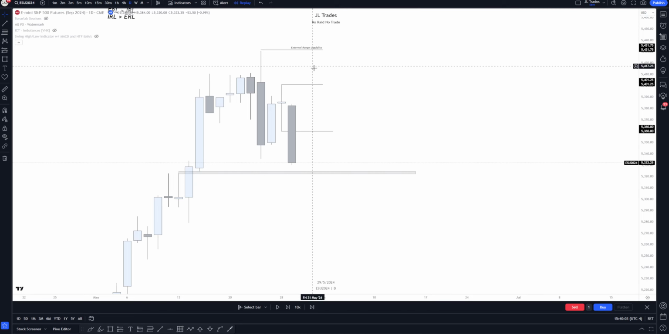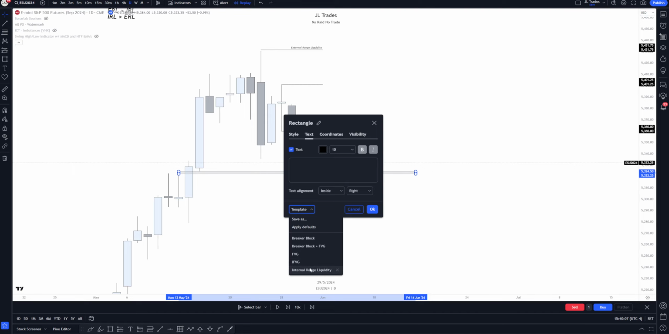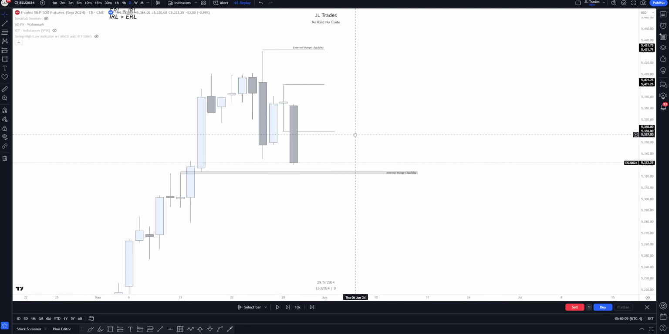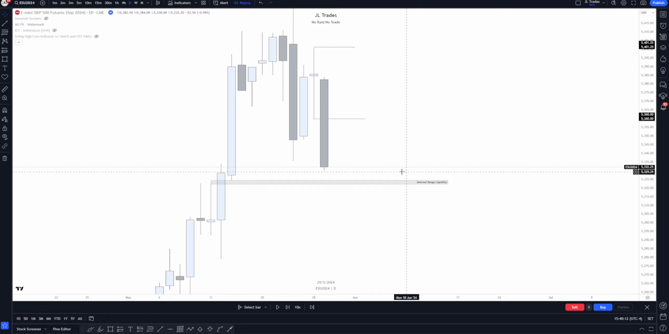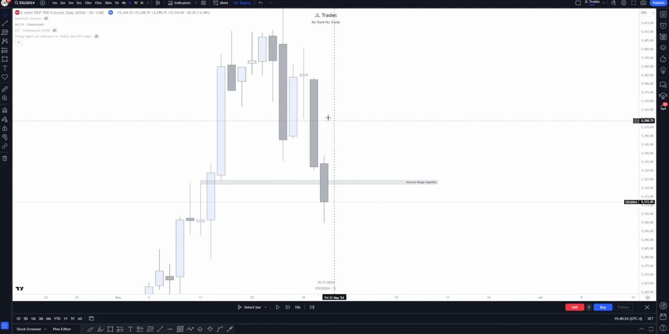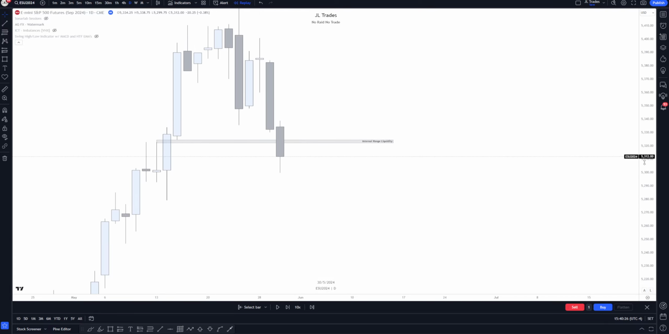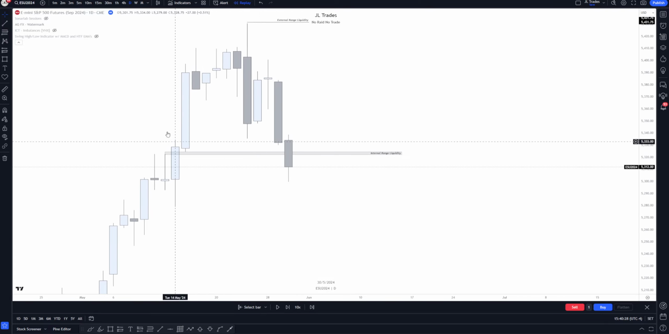So using option 2, I would now have a bearish bias to this internal range liquidity. Once we hit this internal range liquidity, I want to see how price reacts, but I would be bearish to this internal range liquidity. Let's see what Thursday does. Thursday continues lower, disrespects this FEG using the option 2 that I spoke about.